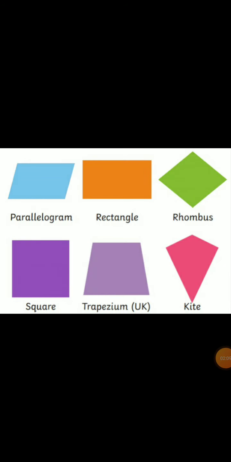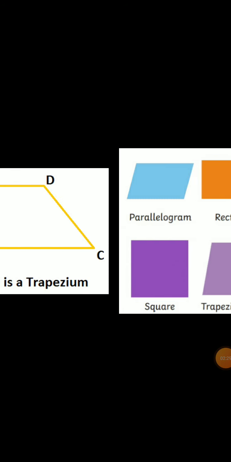Now let us see what are the types of quadrilaterals. The types of quadrilaterals are parallelogram, rectangle, rhombus, square, trapezium and kite. Let us study each one of these one by one.